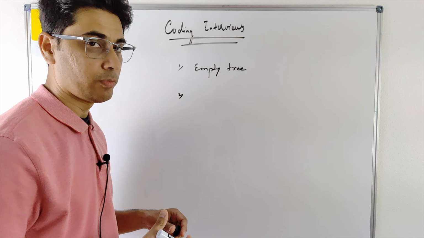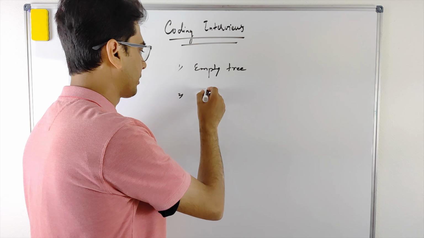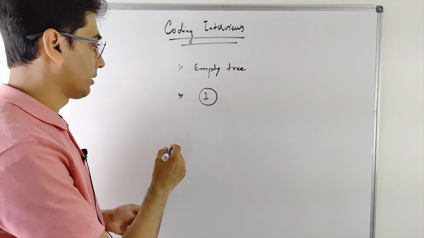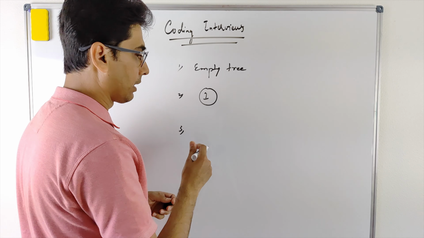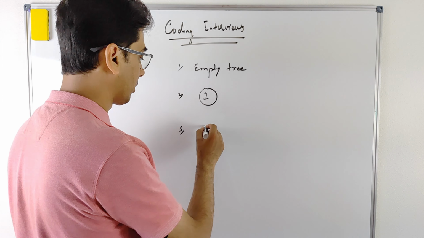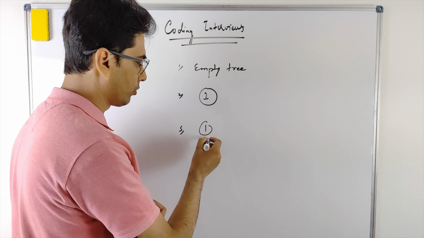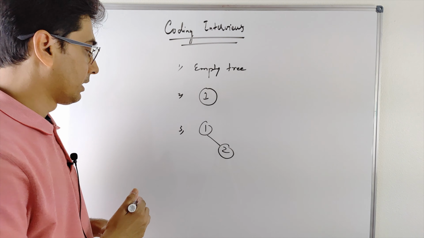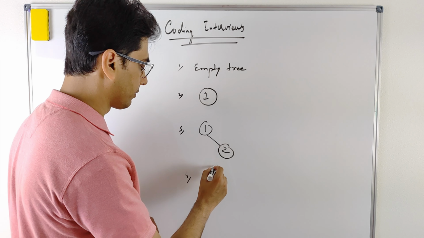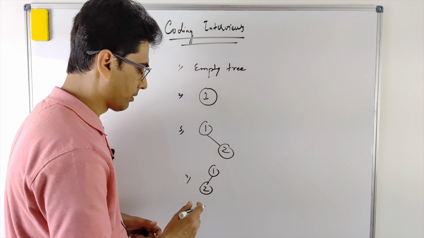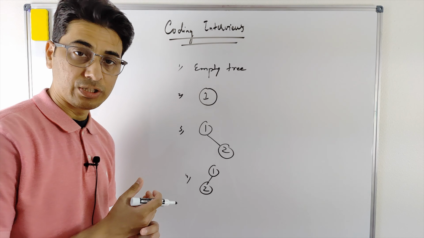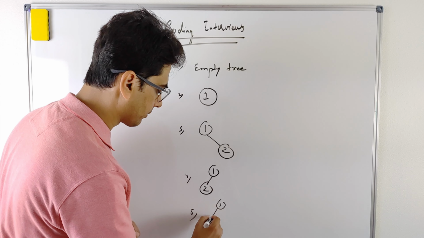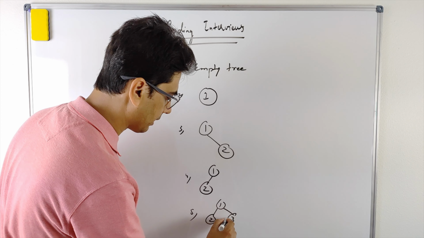The second test case would be a tree with just a single node. Let's suppose a tree with single node 1. Now what would be another test case? It would be a tree with, let's say, 2 nodes. One is the root node and then maybe one child. Then the fourth one would be 1, and now the child is not the right child but the left child. Now the fifth test case would be 1, 2 and 3.